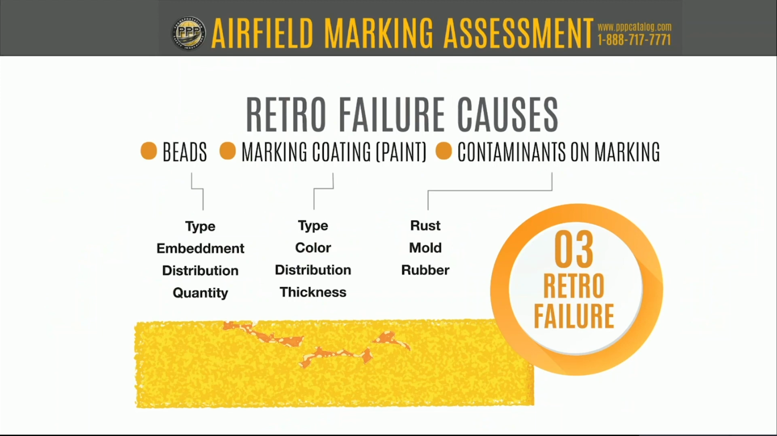Great. Again, I see this as almost a checklist for you. Okay, I've got my retro failed. What's the reason? Okay, so it's going to be one of these three things most likely. It's either going to be the beads, it's going to be the coating, the paint itself, or it's going to be contaminants, as you were talking about.